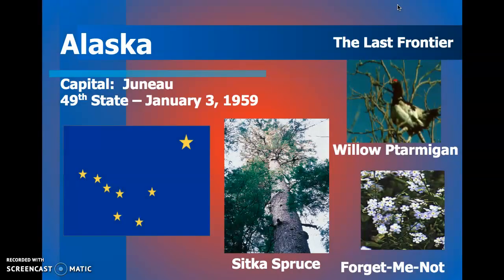Next one is Alaska. We're going in alphabetical order. Capital is Juneau. This is the 49th state. Founded January 3rd, 1959. Is the last frontier. The flag has the Big Dipper on it and the North Star. State tree, Sitka spruce. State flower, the forget-me-not. And the state bird is the willow ptarmigan, some sort of ground pheasant.